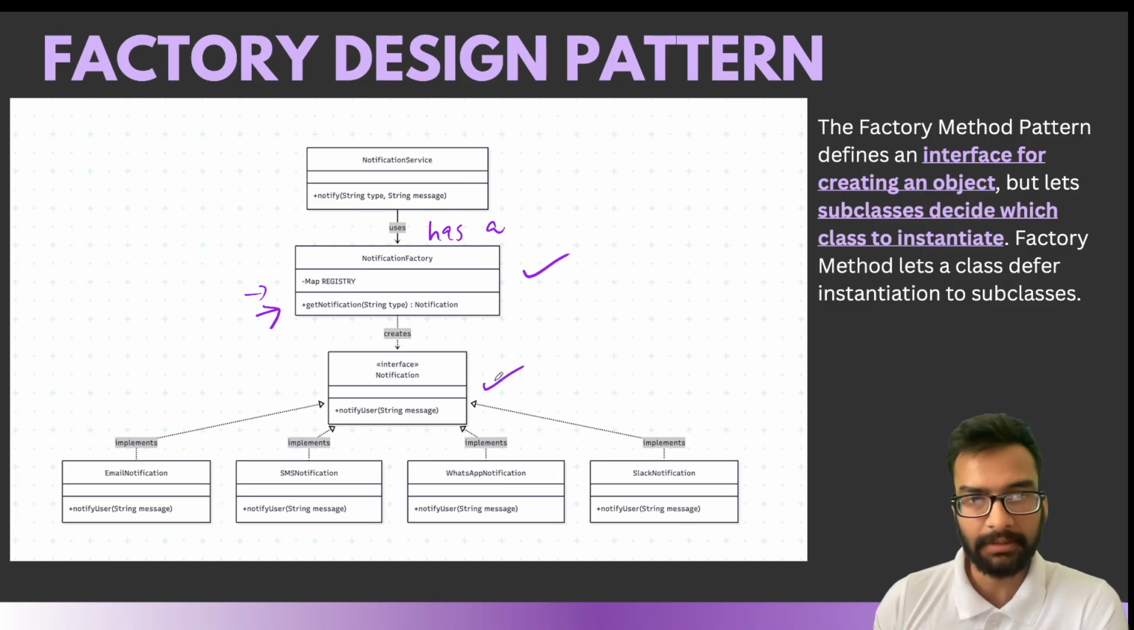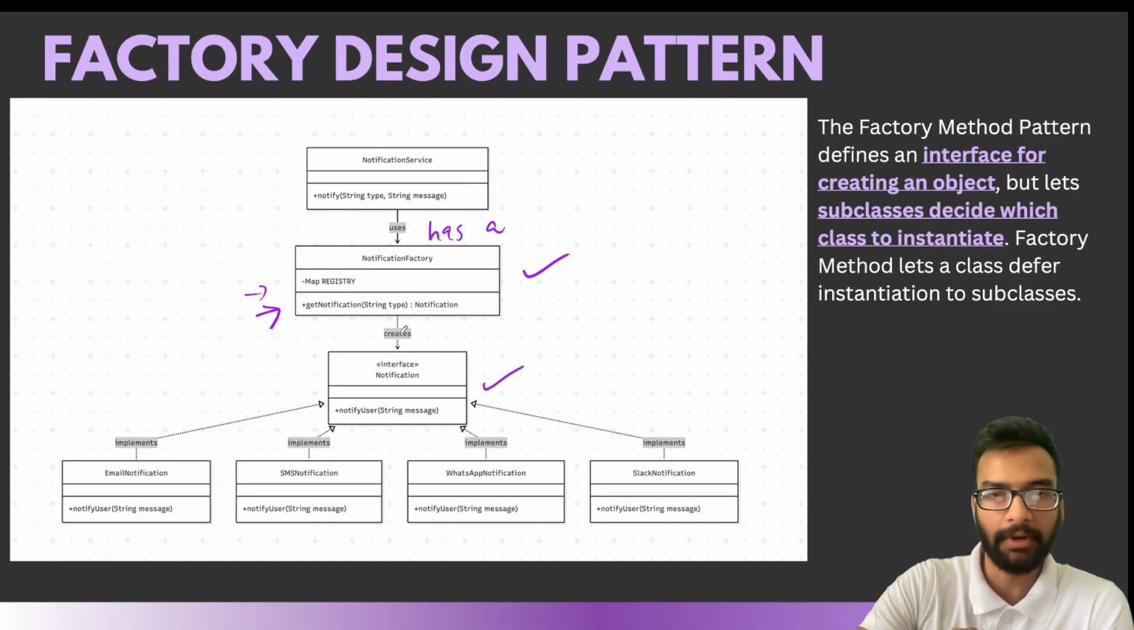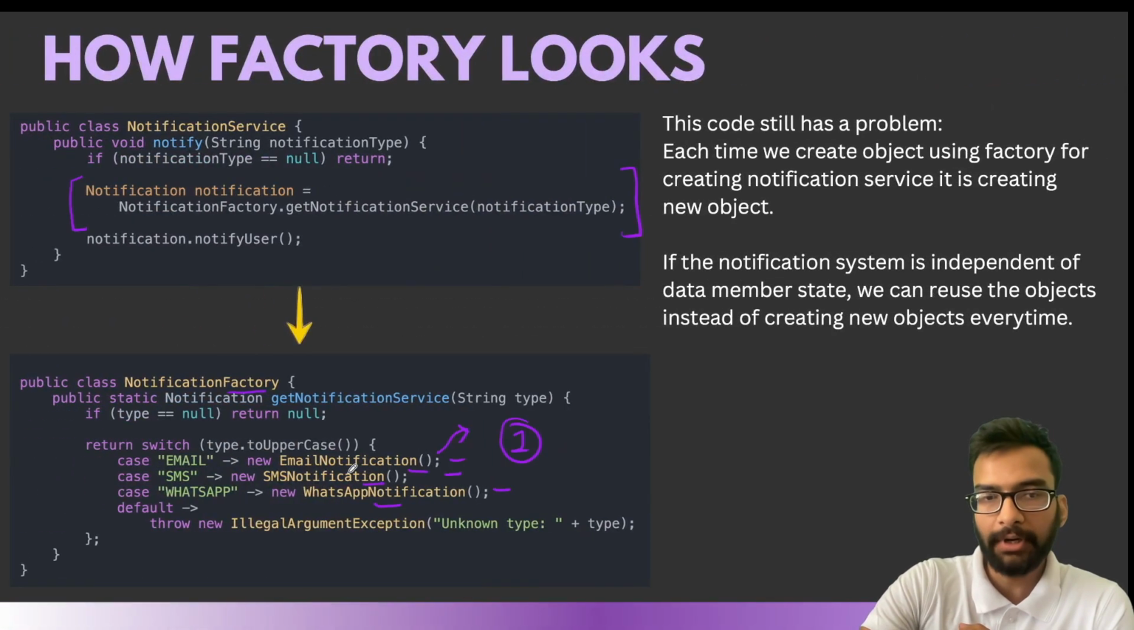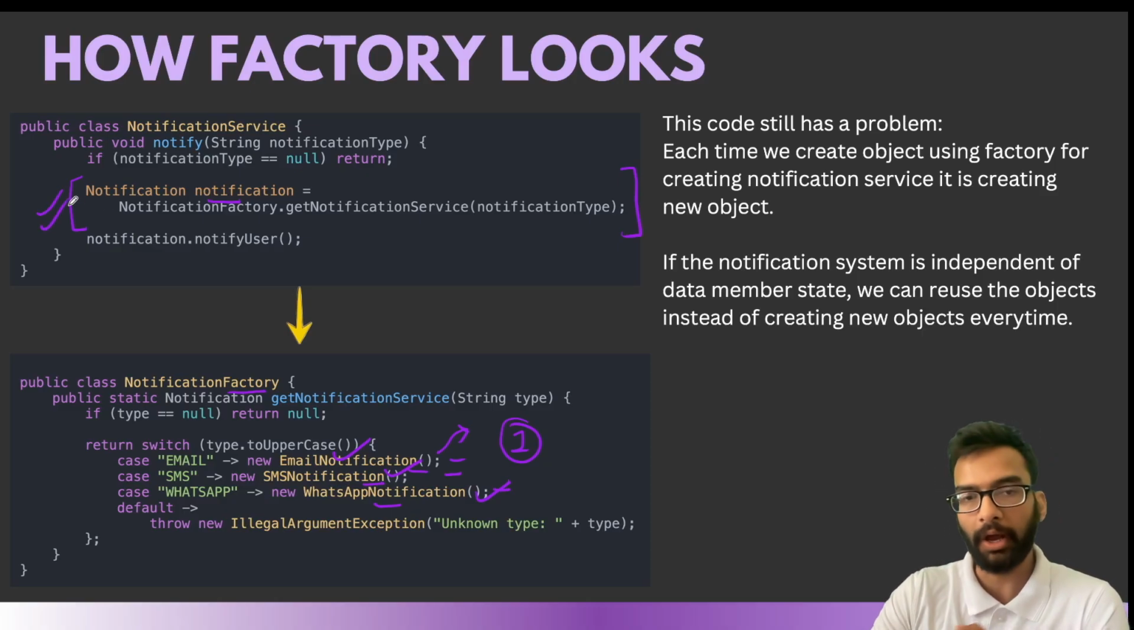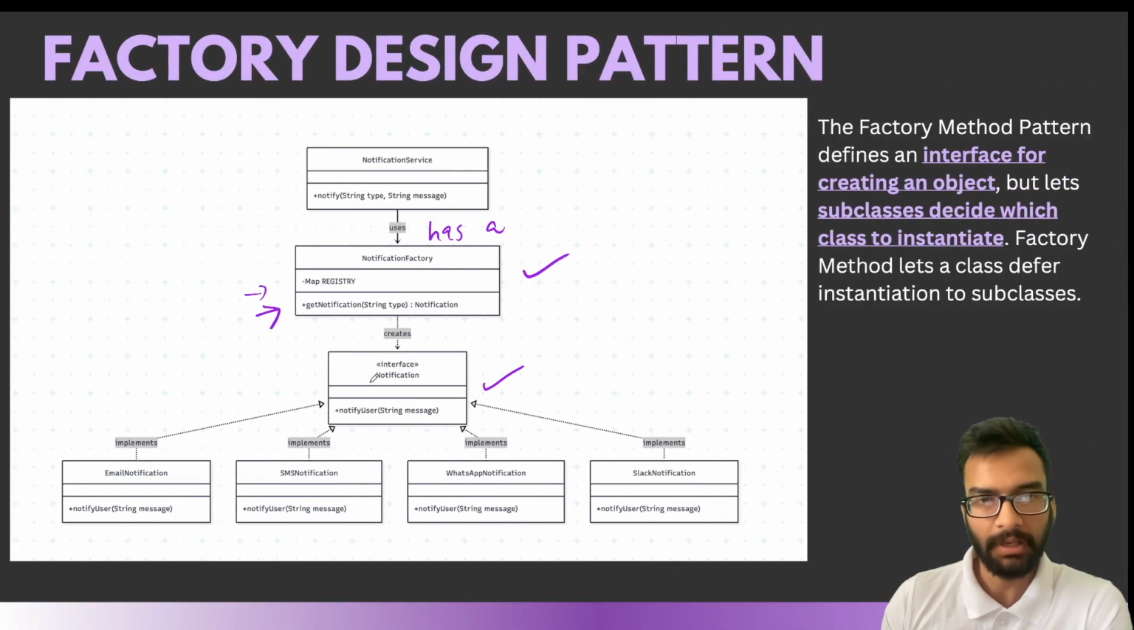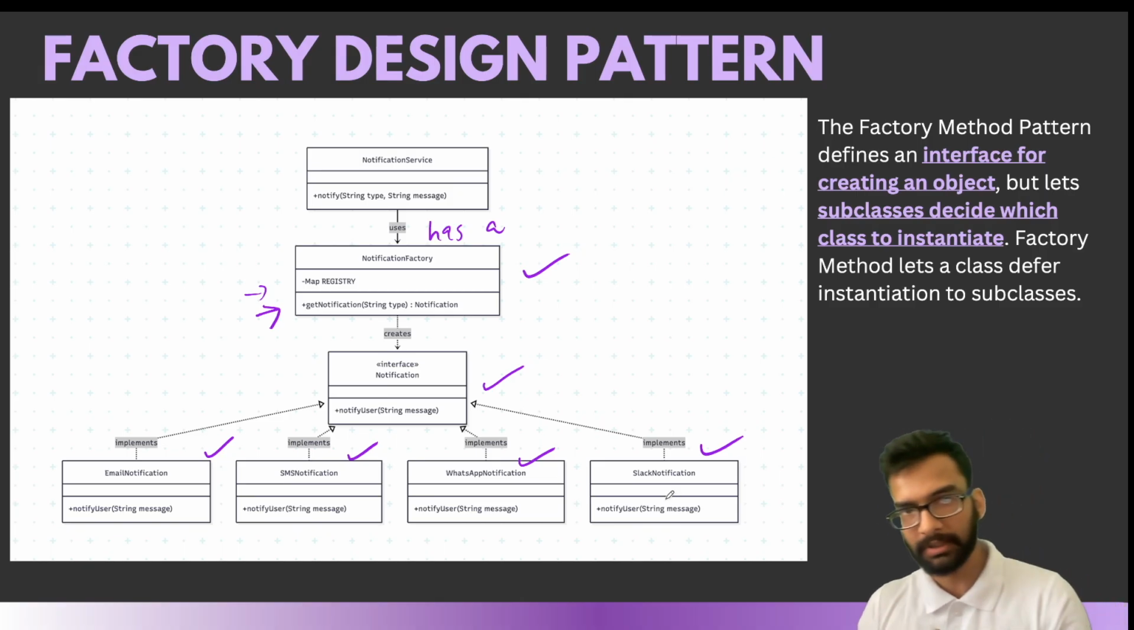Then it has an interface of notification. Why do we have an interface? Because every notification should be of a base type to be used in the parent class. Everything should extend or implement notification so that the parent doesn't have to change, it's compatible with any of its subtypes. Now notification factory returns notification, and it has email notification, SMS notification, WhatsApp notification, and Slack notification. So this is a factory design pattern.